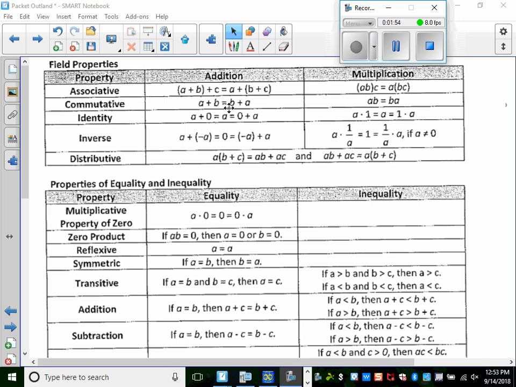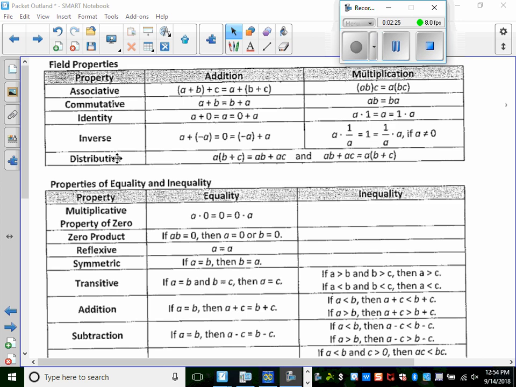Commutative property, pretty basic. C stands for change, O stands for order. So you're changing the order that you're adding. Of course, it does not affect the sum. Changing the order that you multiply does not affect the product. Identity property just simply means when you add 0 to a number, you get the identical number. That's for addition. And then for multiplication, you're multiplying by 1, you get the identical number A.